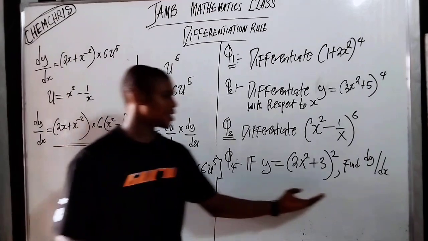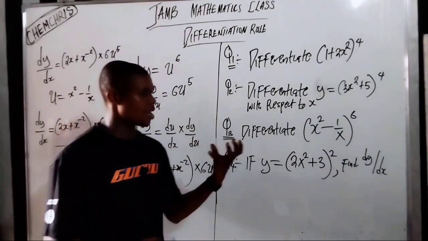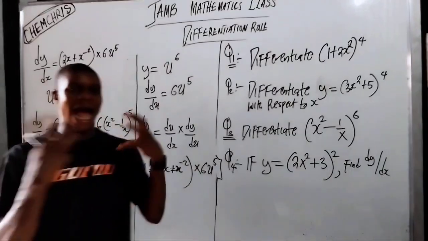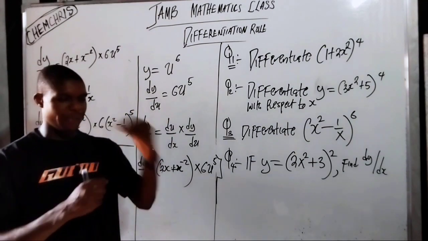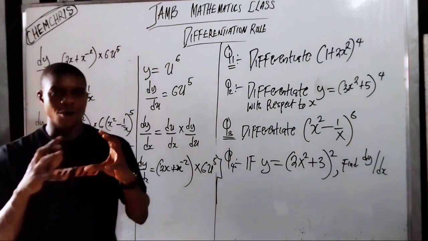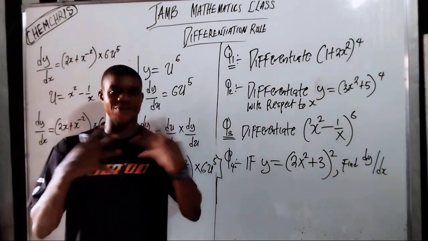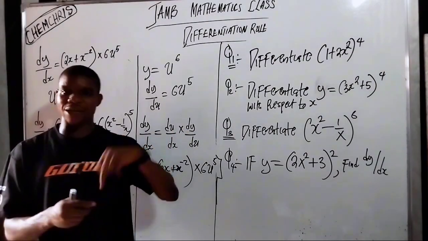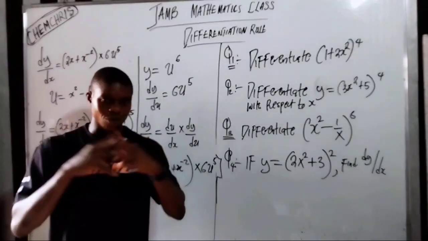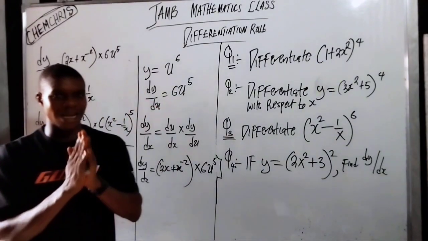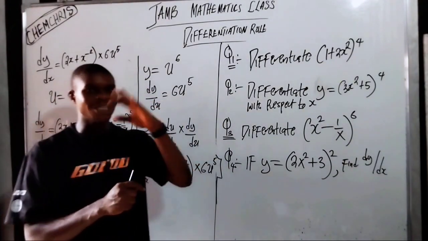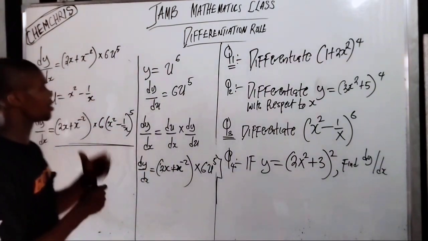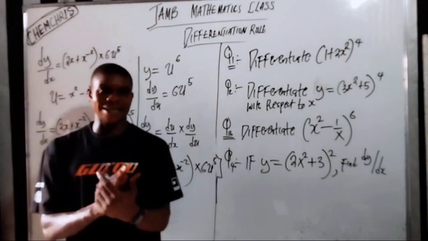So I want to leave you with this last one for you to try. Like what I promised you, I want to give you a shortcut method for us to do it. But that shortcut is going to be in our next class. If you need the shortcut class, leave a comment that you need the shortcut class method for the chain rule, and I'll go ahead and produce it for you.